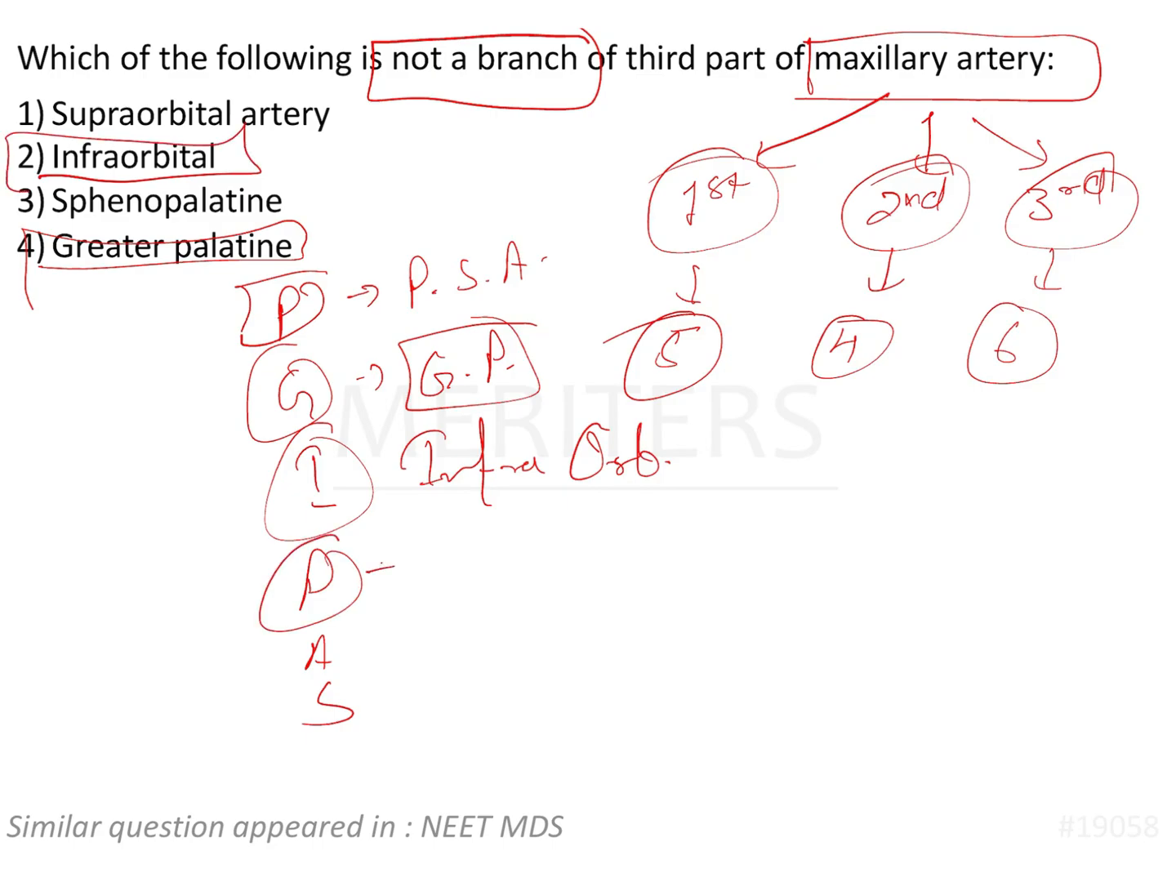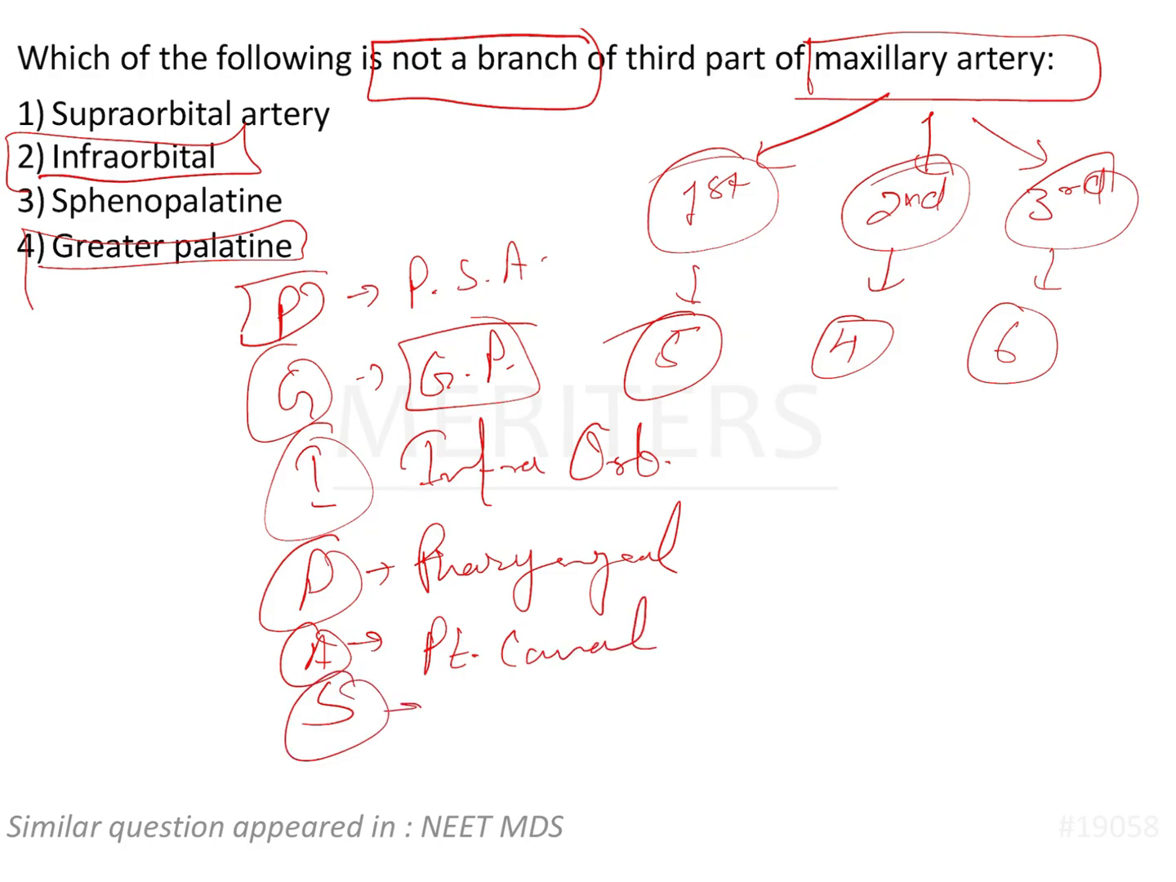Then we have the P here, which stands for the pharyngeal artery. A again here stands for the artery to pterygoid canal, and S stands for sphenopalatine. So yes, sphenopalatine is also here. So the one which is excluded here is the supraorbital artery. Actually, the infraorbital artery is a branch of the third part of the maxillary artery, not the supraorbital artery. That's why the answer is going to be your first option, that is supraorbital artery.